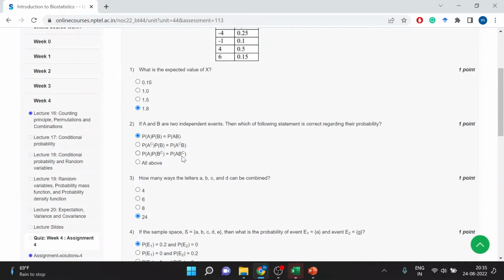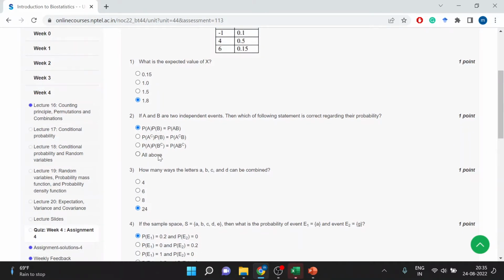Likewise, P of A B complement will be equal to P of A, and since P of A and P of A are not independent, you just simply can't multiply them. So the answer to the second question, that given A and B are two independent sets, then only this holds true, that is P of AB equals P of A into P of B.